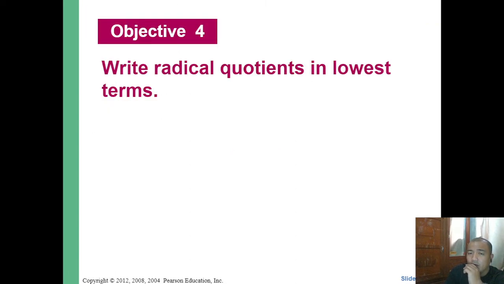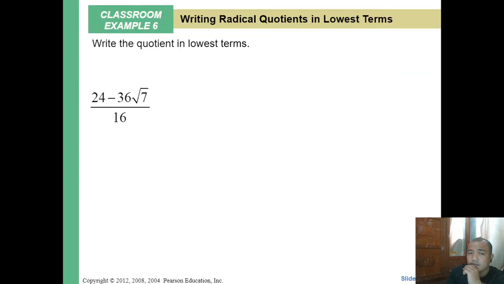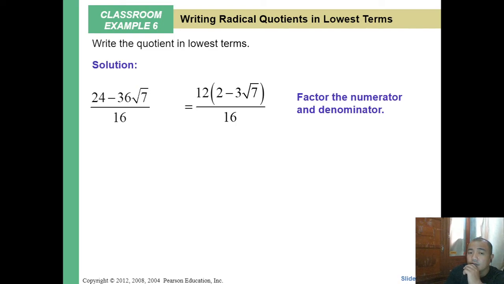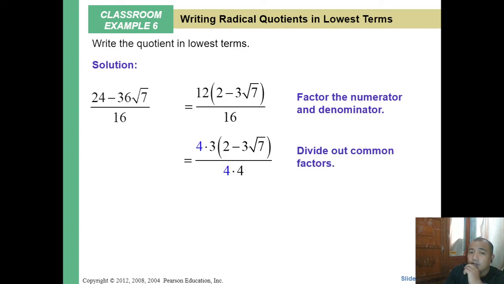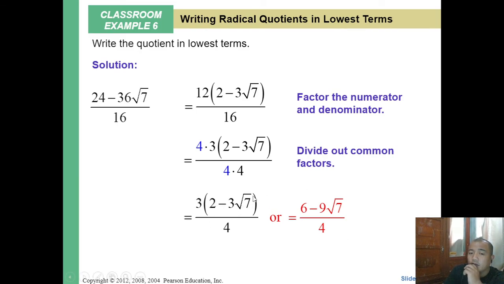Objective 4, write radical quotients in lowest terms. 24 minus 36 square root of 7 over 16. Answer. You factor first the numerator and the denominator. So in the numerator, 12 times the quantity 2 minus 3 square root of 7. Then, get the lowest term of 12 over 16. 12 is 4 times 3, 16 is 4 times 4. Cancel 4. So the answer is 3/4 times the quantity 2 minus 3 square root of 7.